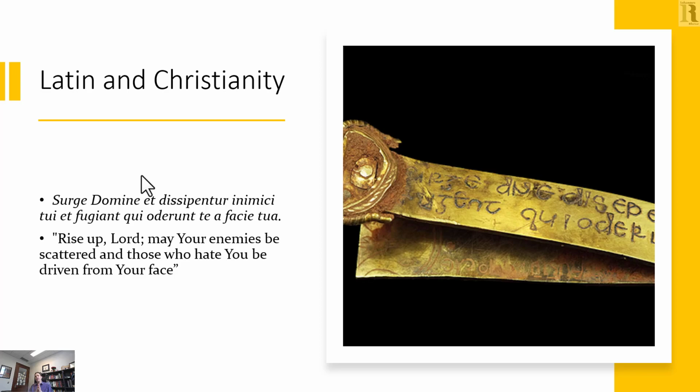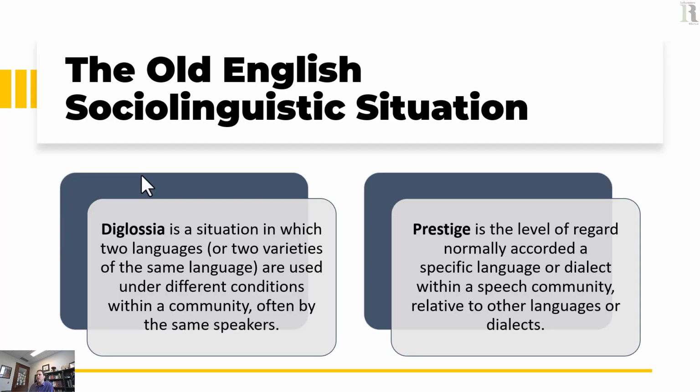Latin was the language of Christianity, though. And here you see an item, a gold band, and on it is inscribed, "Surge Domine et dissipentur inimici tui et fugiant qui oderunt te facie tua." Rise up, Lord, may your enemies be scattered, and those who hate you be driven from your face. You can see how these people, who belonged to a warrior culture, may have responded to parts of the Bible that seemed, the more metal to them, if you take my meaning.